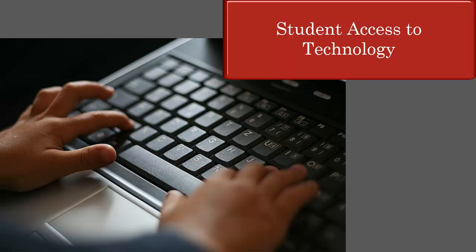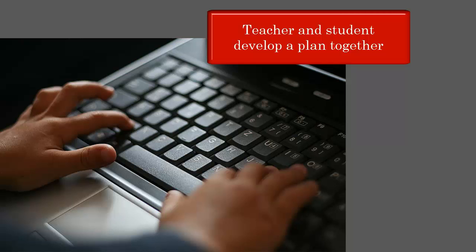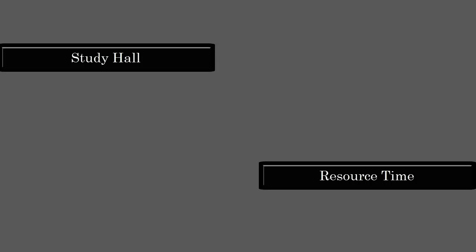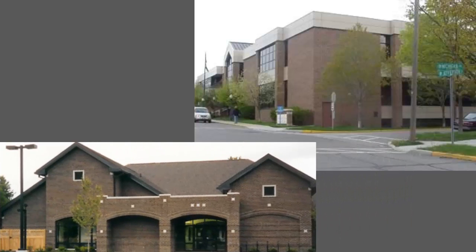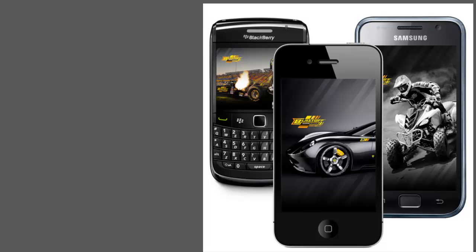Not all students have access to the internet or a device at their homes. It is important to know which students do not have access and help develop alternative plans so they can complete the work. Students have access during the school day in study hall and resource time. Internet access is also available at the public library, and many students, especially at the high school level, have access to materials on their cell phones.